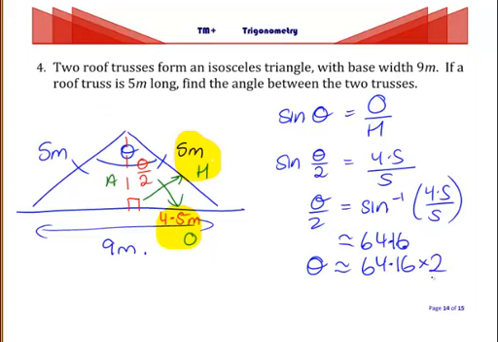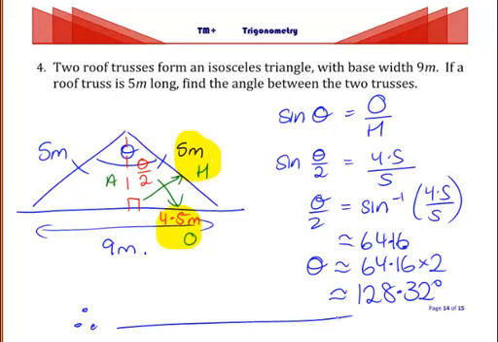Now even though I've written 64.16, I'm actually using the answer in my calculator. So I already have the full unrounded answer on my calculator, so I'm just going to go times 2. So I haven't approximated twice. And you get 128.32 degrees. So again, finish with a therefore statement. Therefore, the angle between the two trusses is approximately 128.32 degrees.